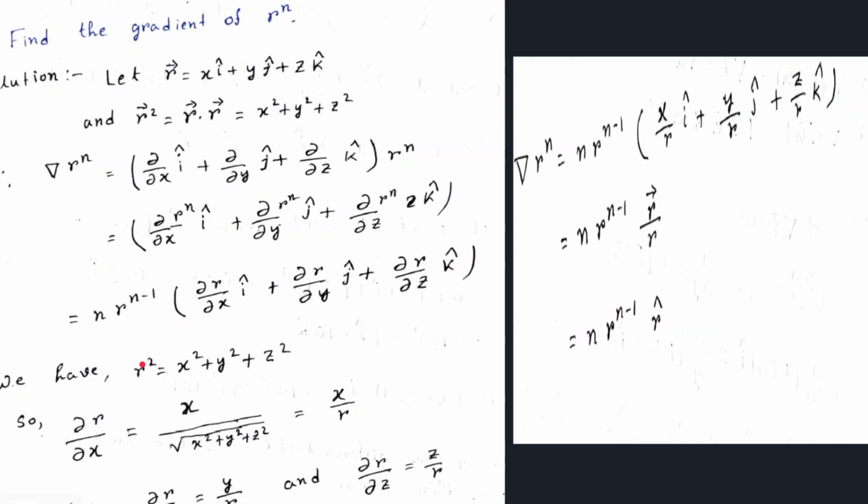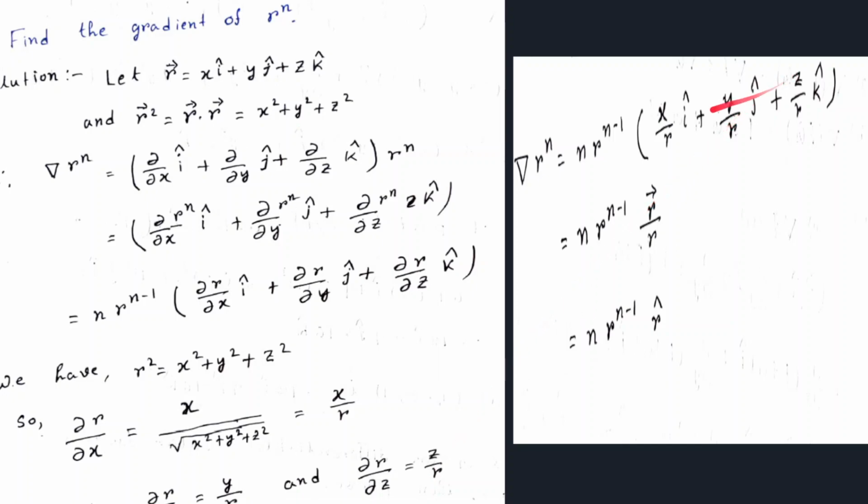Now we already have r square equal to x square plus y square plus z square. If we differentiate both sides with respect to x, we get 2r del r del x equals 2x, so del r del x can be written as x by r. In the same way, del r by del y is equal to y by r, and del r by del z is equal to z by r.